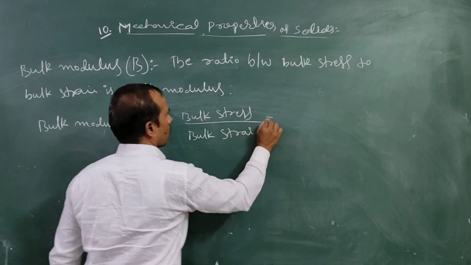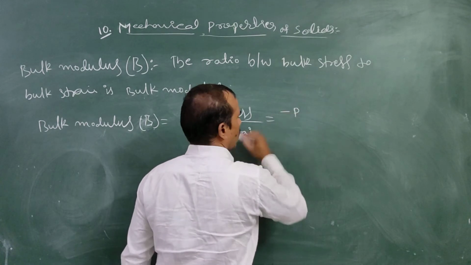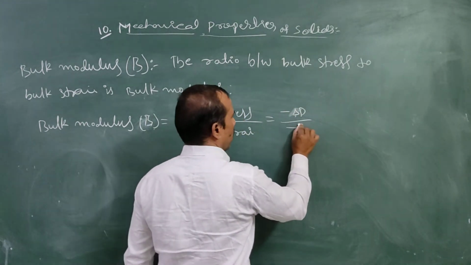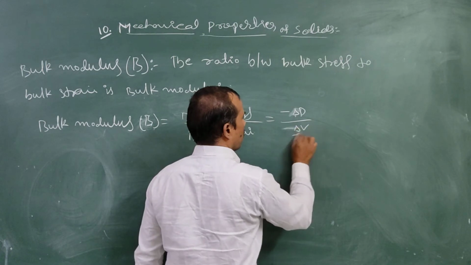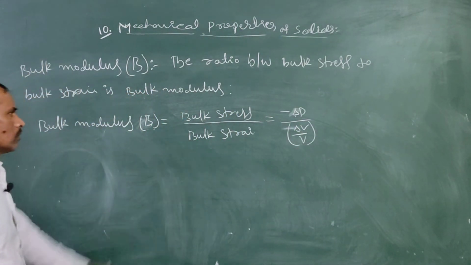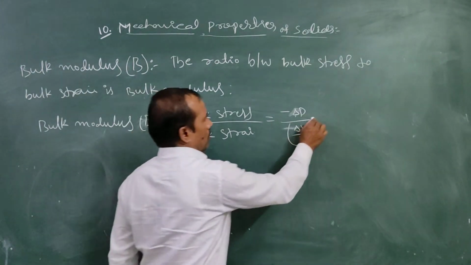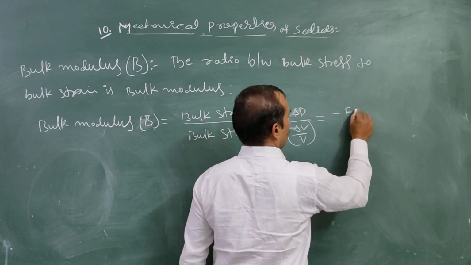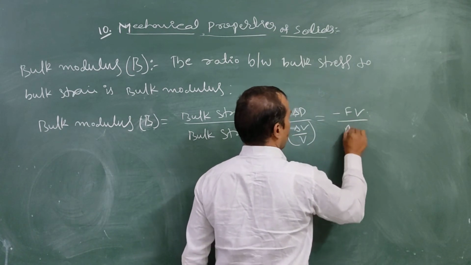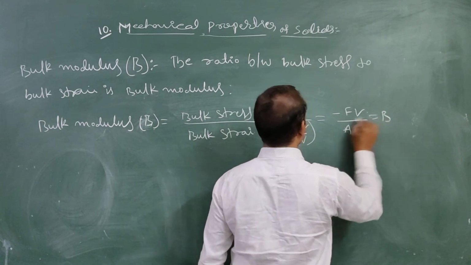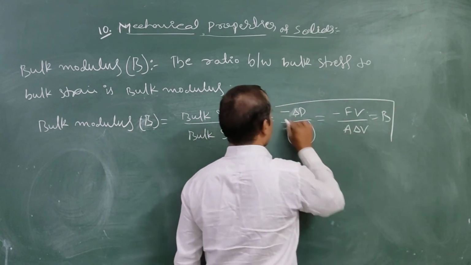Okay, that is equal to minus delta P by delta V by V. This is the bulk modulus, that is equal to minus F by V by A into delta V. This is the bulk modulus. Okay, this one here is the bulk modulus.